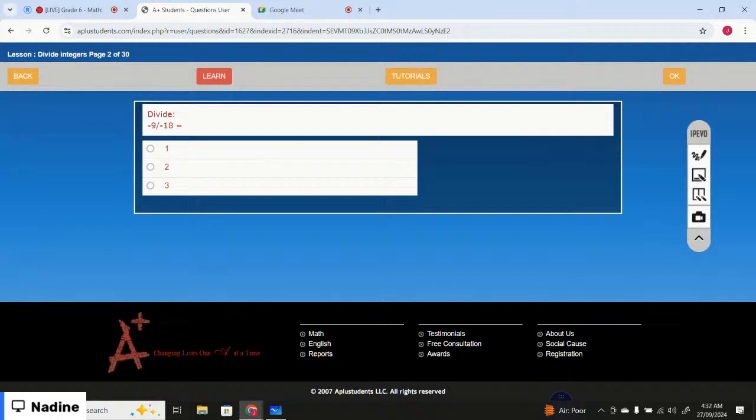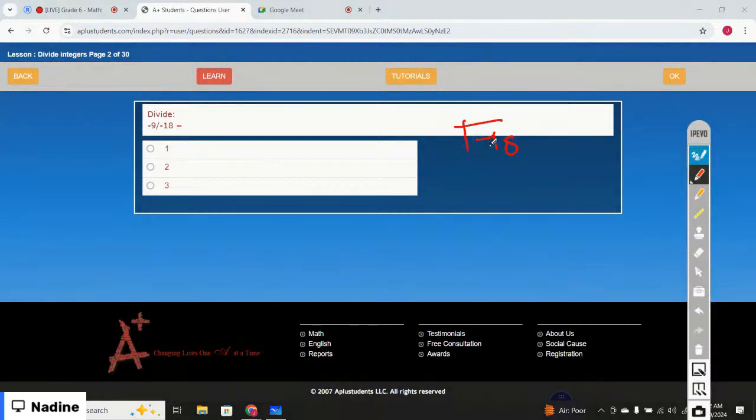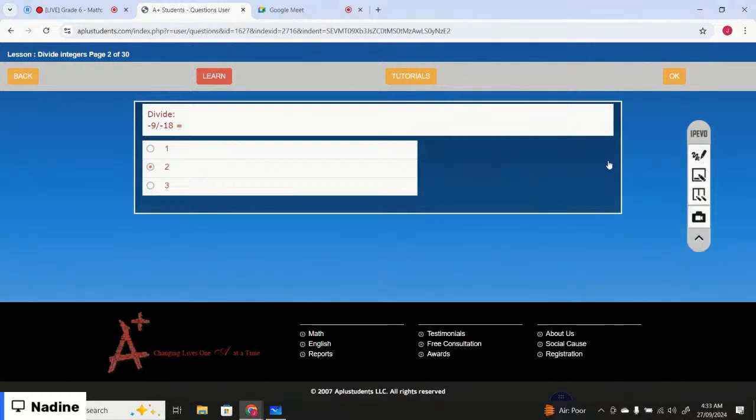Negative 9 divided by negative 18. So which is the correct option? No, that is negative 18 divided by negative 9. It is like this, right? So both the numbers are negative. The answer must be positive. Negative 9 times 2 is negative 18. So if both the divisor and dividend are negative, the answer is positive. Option number 2 is the correct option.